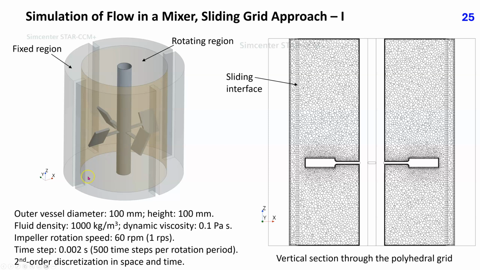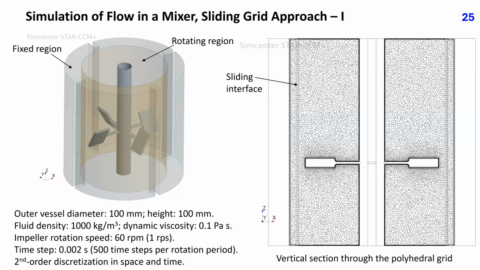The outer vessel diameter is 100 mm and the vessel height is also 100 mm. Fluid density is 1000 kg per cubic meter and its dynamic viscosity is 0.1 pascal second. Impeller rotation speed is 60 rpm or 1 revolution per second. The second order quadratic backward discretization in time is used with a time step of 0.002 seconds, that is, with 500 time steps per rotation period.